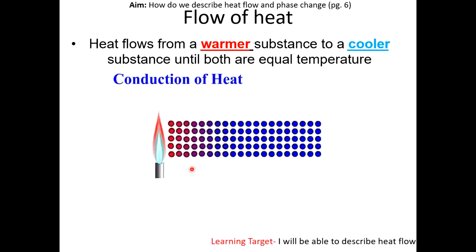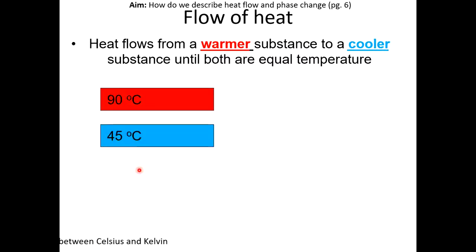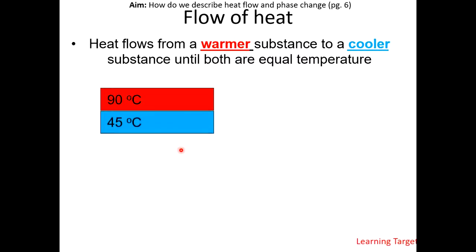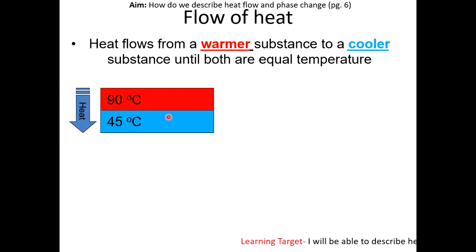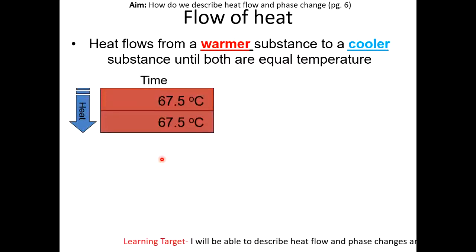So as you can see from this example, the heat from the flame is heating up the cooler air molecules. Let's say we have two objects. The red object is hotter than the blue object. If they were to touch, heat will flow from the red object to the blue object because the red object is hotter than the blue object. As heat flows, eventually both objects will reach the same temperature.